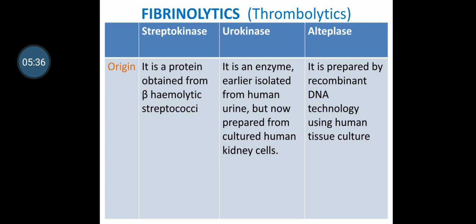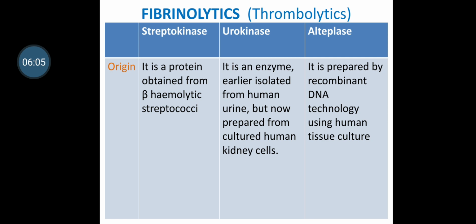The next one, we can see individual drugs. We are considering streptokinase, urokinase and alteplase. We are discussing the points regarding these 3 drugs. The first point is regarding their origin. From where can we get streptokinase? Streptokinase is microbial in origin. From which microorganism is it obtained? From streptococci. So that is regarding the origin of streptokinase.